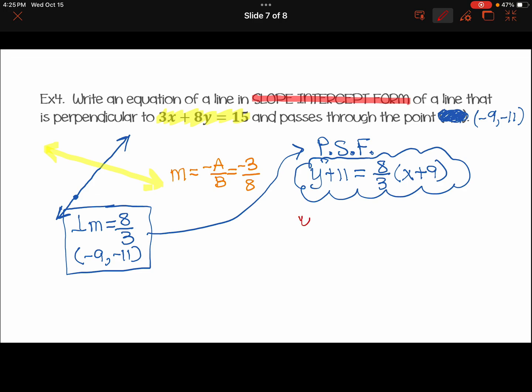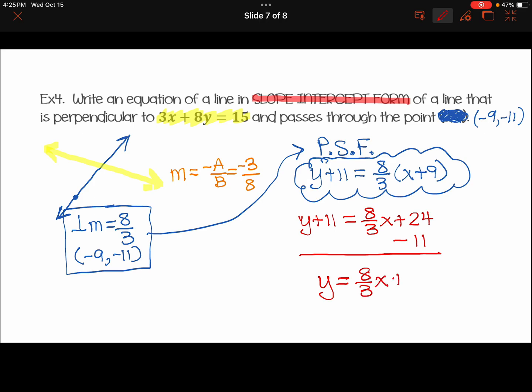So first thing I'm going to do is distribute. So y plus 11 equals 8/3 x. 3 goes into 9 3 times. 8 times 3 is 24. And then for slope-intercept form, I just need to move the 11 to the other side. So y equals 8/3 x plus 13. And this right here is also describing the blue line.